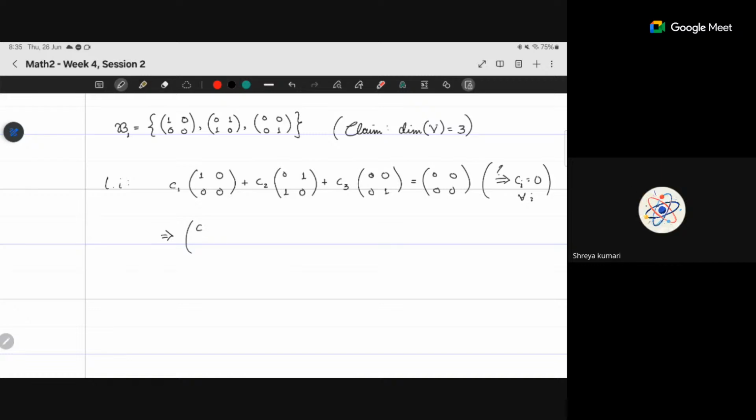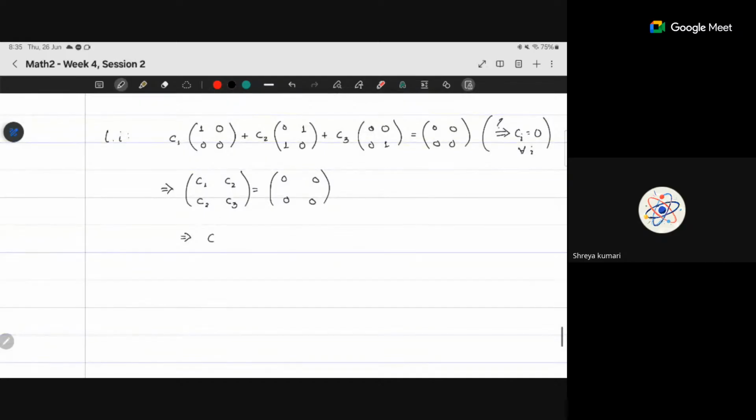C1, C2, C2, C3. This is equal to 0, 0, 0, 0. So this would imply that C1 is equal to C2 is equal to C3 is equal to 0, right? So the only solution for the coefficients which equate to 0 is just the trivial solution. So this is actually true. A linear combination of the given vectors equating to 0 implies that the coefficients are 0. This is precisely linear independence.